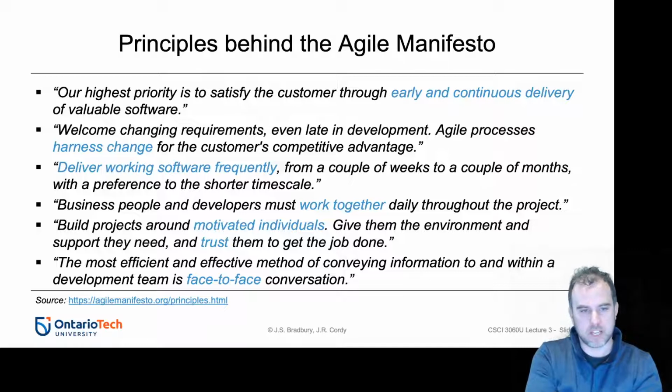The last principle I have here is that the most efficient and effective method of conveying information to and within a development team is face-to-face conversation. That's a really interesting one, especially in light of the pandemic. I would say this is something with development teams that span the globe in some cases, where different developers are working at different times and so on.